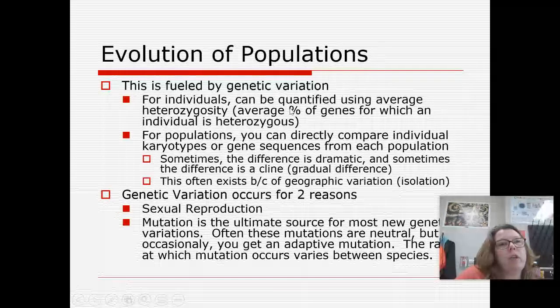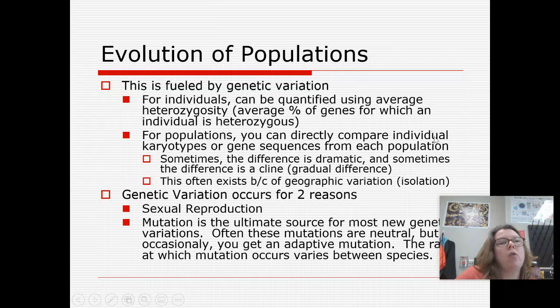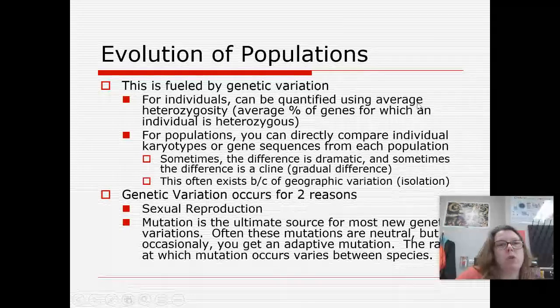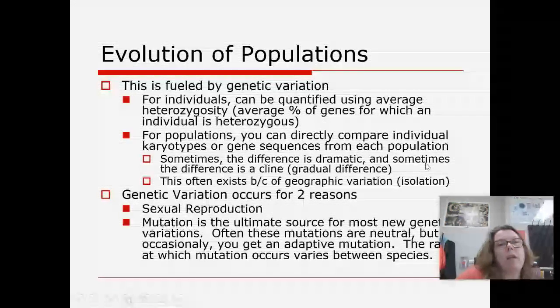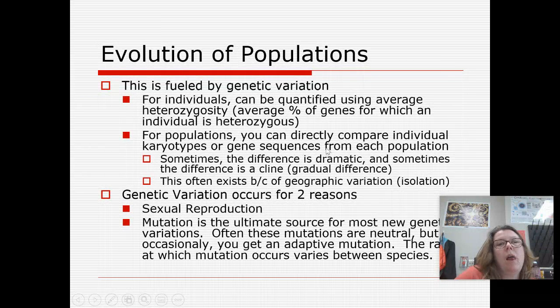For individuals, you can look at the average heterozygosity, in other words, the average percent of genes for which an individual is heterozygous. But for populations, you can directly compare individual karyotypes or gene sequences to look at the alleles that are present in the population.